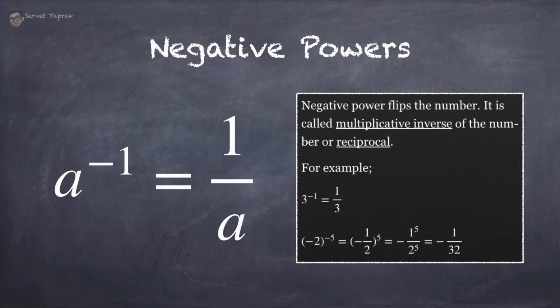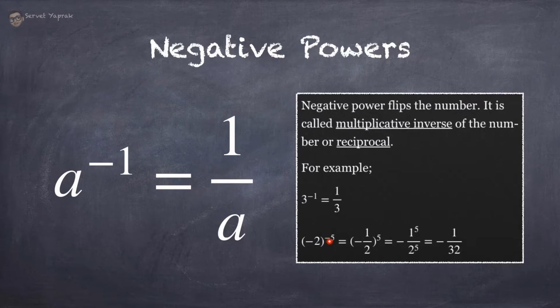Negative powers. Negative powers basically flip the number. So for example, if the expression is a to the power of negative 1, it is written as 1 over a. So it is also called multiplicative inverse or reciprocal. Let's look at some examples. 3 to the power of negative 1 equals actually 1/3.